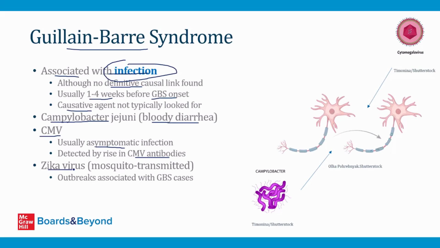And then Zika virus is a rare mosquito-transmitted infection, but there have been outbreaks around the world of this virus that have been closely tied to GBS cases. So in parts of the world where lots of people develop Zika virus, they have later seen a rise in cases of Guillain-Barré syndrome believed to be linked to the Zika virus infection.